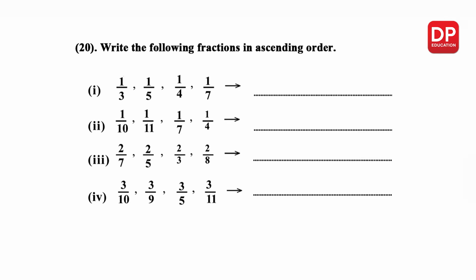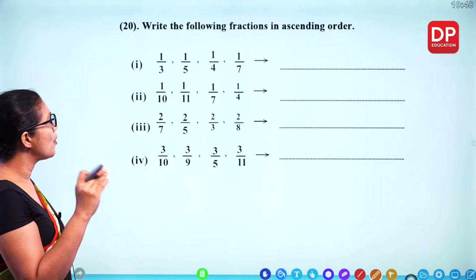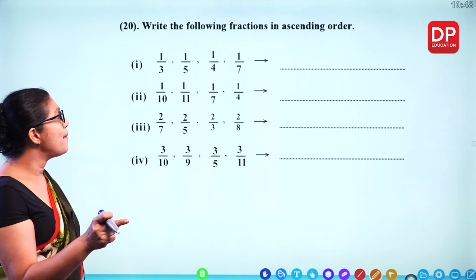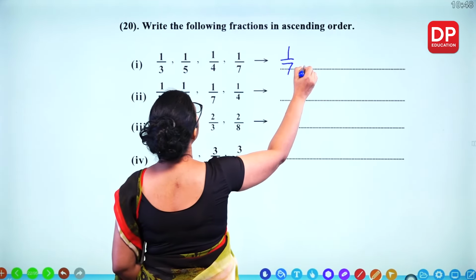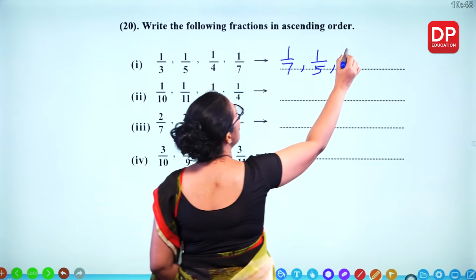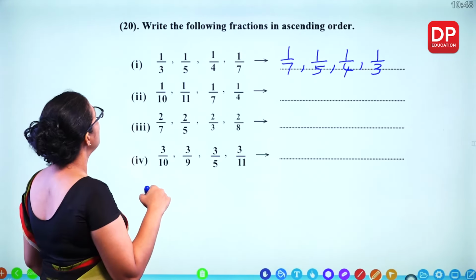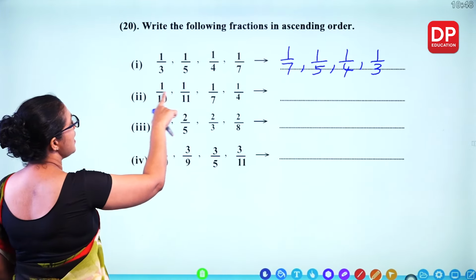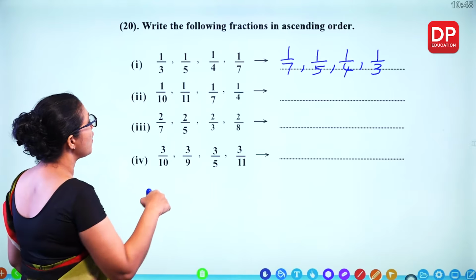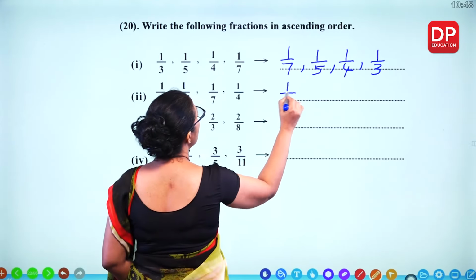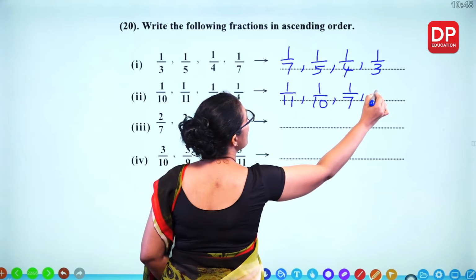Write the following fractions in ascending order. Ascending means smallest to biggest. Same numerator, 1. So what do you do? Bigger the denominator, the value is the smallest. 1 over 7, 1 over 5, 1 over 4, 1 over 3. Then this one, same numerator. Bigger the denominator, the value is the smallest. 1 over 11, then 1 over 10, 1 over 7 and 1 over 4.